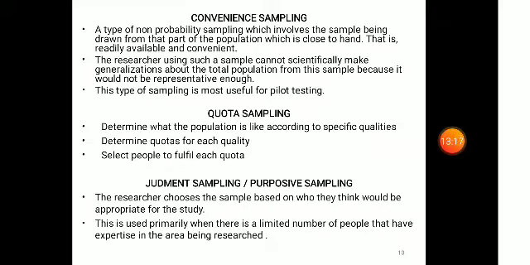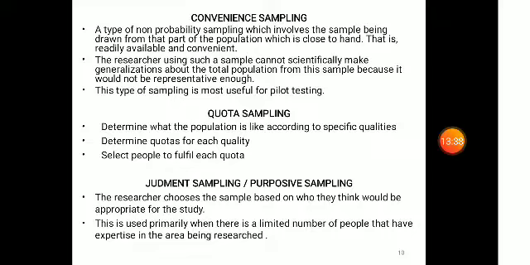Quota sampling means determining what the population is like according to specific qualities, then determining the quotas for each quality and then selecting people to fulfill each quota. For example, we are assigning that we need only males, we need only females. So that particular part is fixed, then we will select the sample.